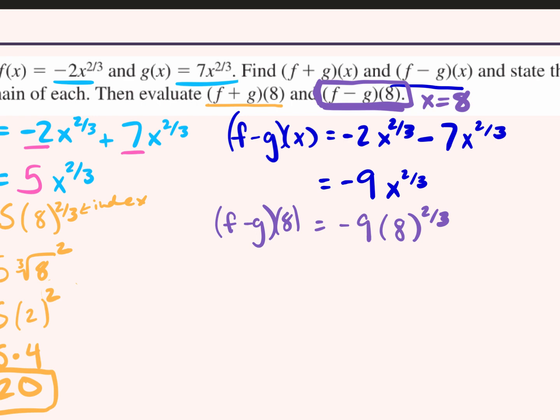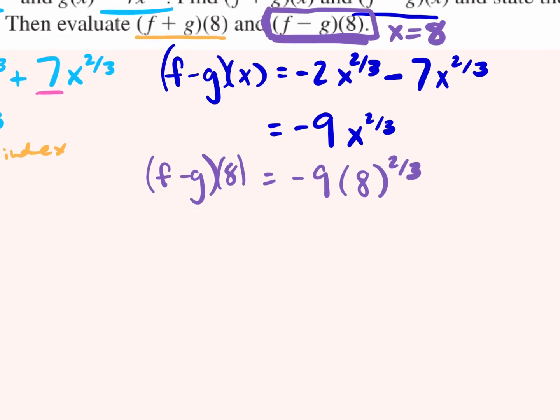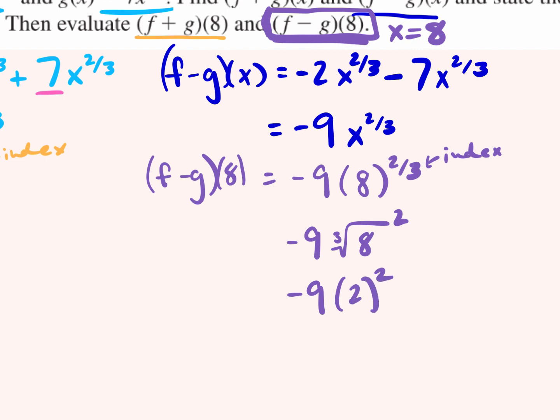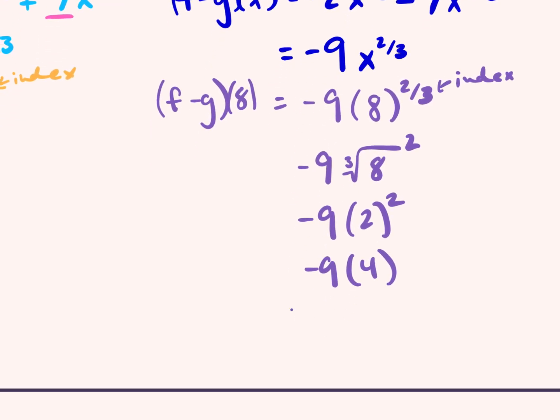How can I evaluate what 8 to the 2/3 power is? Make my index, which is what? 3. The denominator is the index. That goes out front. The number up top stays up top as our exponent. What is the cubed root of 8? 2. Just did it in the last one. Then I have 2 squared, which is 4. And negative 9 times 4? Negative 36. Perfect. So when we subtract f minus g, we get negative 36.